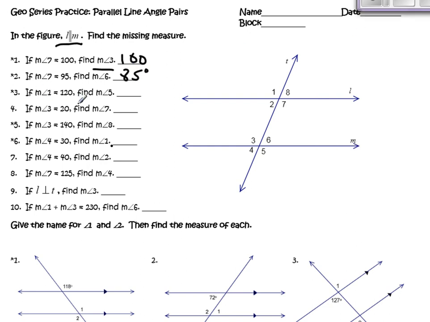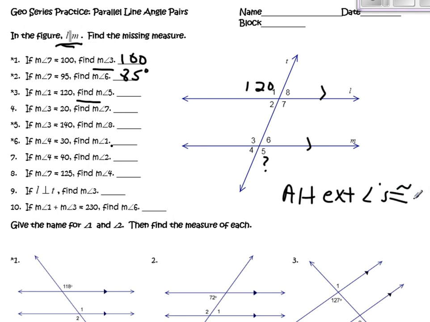Number 3 gives us angle 1 is 120 degrees. So in order to find out the measure of angle 5, we're going to identify its angle relationship, and they're called alternate exterior angles. And when alternate exterior angles are formed by parallel lines, which it says is in our instructions, then alternate exterior angles are congruent. So if angle 1 is 120, then angle 5 is also 120.